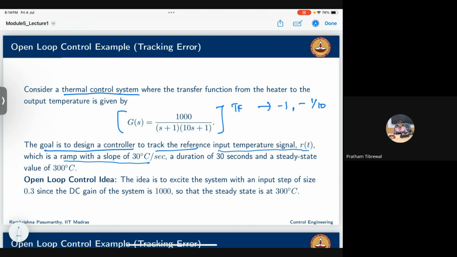For example, if I give a reference input of 5 degrees Celsius, I am expected to make the output behave in the same way, at least after the transient response. It should track the input. Tracking means the output should be more or less equal to the reference input I am giving. This is the goal of the system, and I want to design a controller to make the system work in this way.